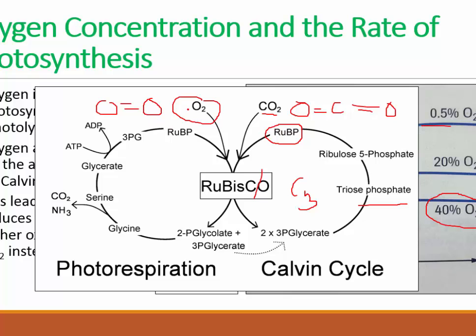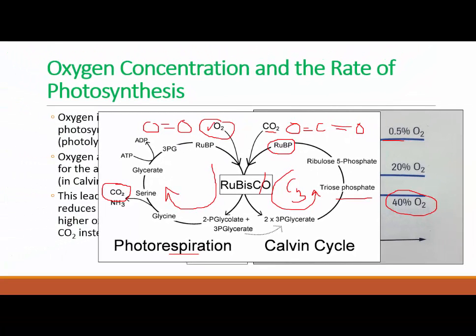And so oxygen, as it builds up, starts to bind to this enzyme, and we go this way instead of the way we want to go. And look at this. CO2 is actually released from this process. Instead of fixing CO2, we're releasing it and throwing it away. This is a wasteful process, and it's called photorespiration. It's kind of like respiration because it deals with oxygen.